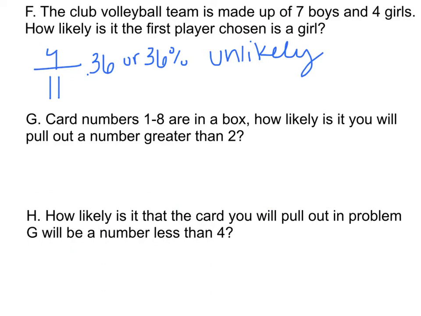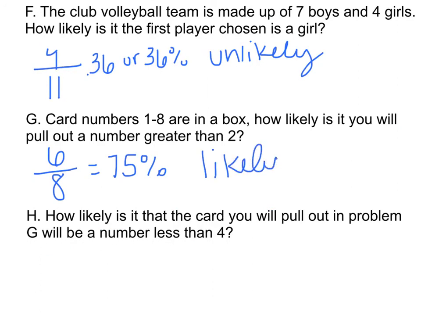So for number G, card numbers 1 through 8 are in a box. How likely is it you will pick a number greater than 2? So we have 1, 2, 3, 4, 5, 6, 7, 8. You're trying to pick a number greater than 2, so that's going to be 3, 4, 5, 6, 7, and 8. So that's 6 numbers. So that is 75% or 3/4. So that is very likely that you are going to pick a number that is greater than 2.